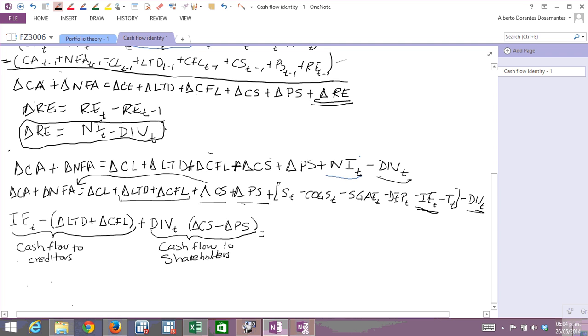Okay, then now I'm gonna put equal to. Then I'm gonna try to identify the cash flow that is generated by the operations of the company. Then the terms are gonna be sales at time t minus cost of goods sold minus sales and general administrative expenses minus taxes. Okay, we can identify this as cash flow from operations.